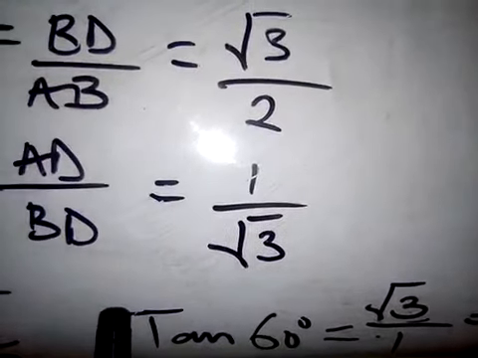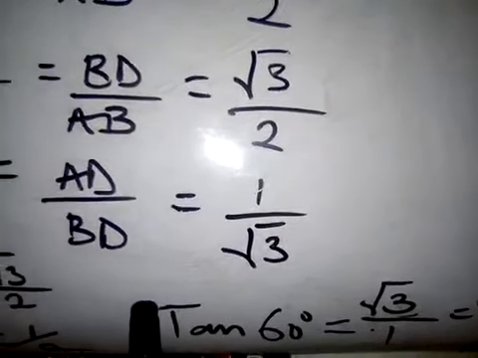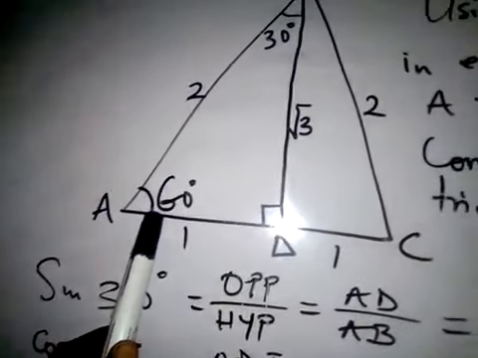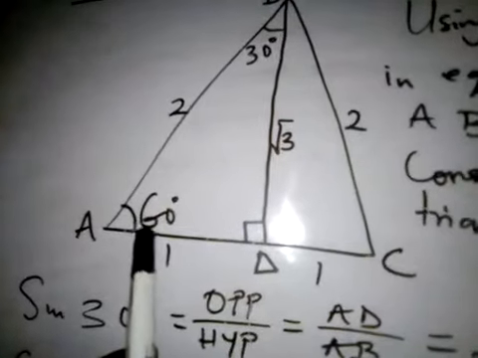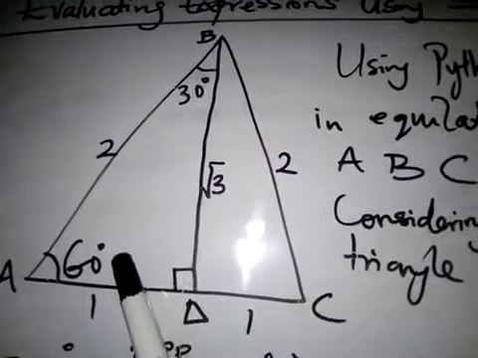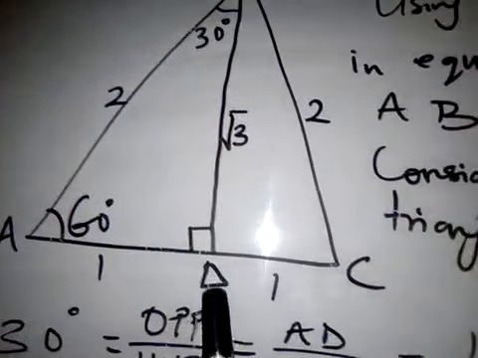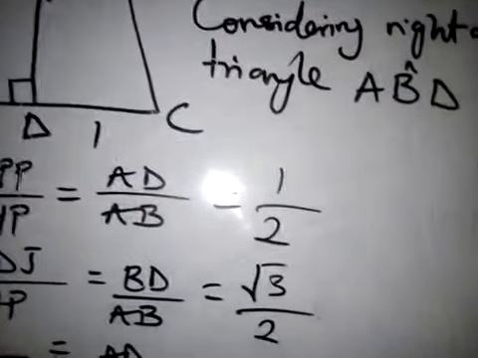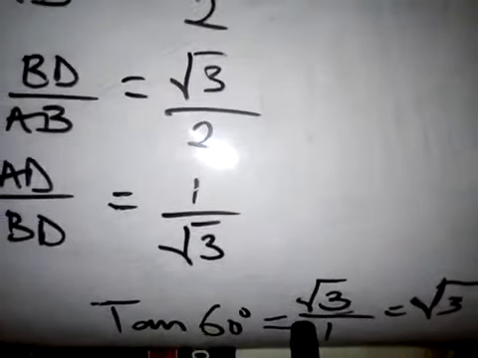Tan 60 will be what? Opposite over adjacent, considering 60 to be our reference angle. So which side is facing this angle? The side facing the angle is this. So BD on reference angle 60 will be the opposite, while AD will be the adjacent. So that's why we have root 3 over 1, which is equal to root 3.